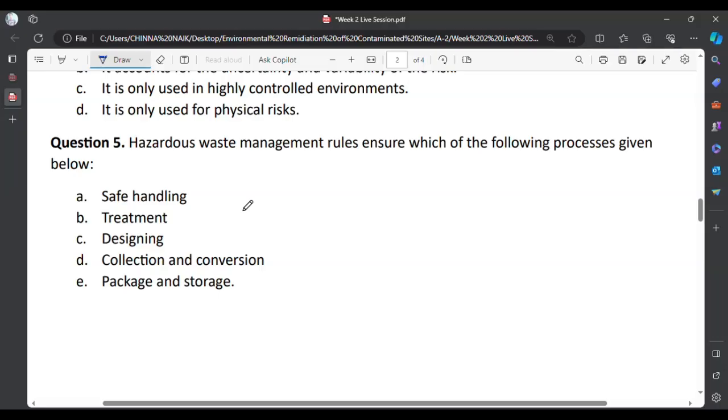Safe handling, right? Safe handling and treatment and collection, conversion and packaging. The designing part we didn't mention, right? So hazardous waste management rules ensure safe handling, treatment, collection and conversion, and packaging and storage. Okay, the answer is A, B, D.